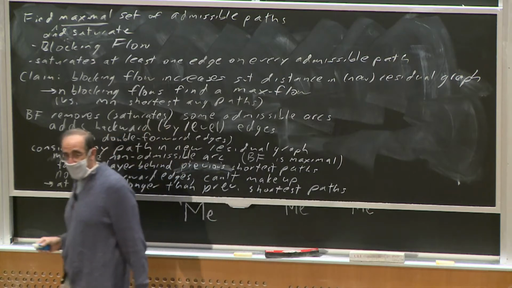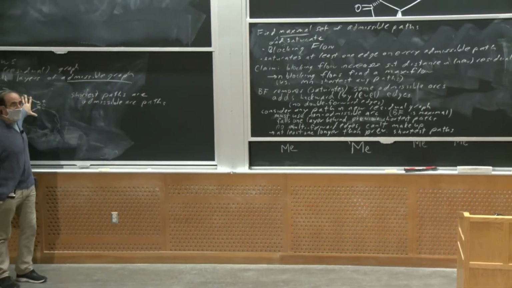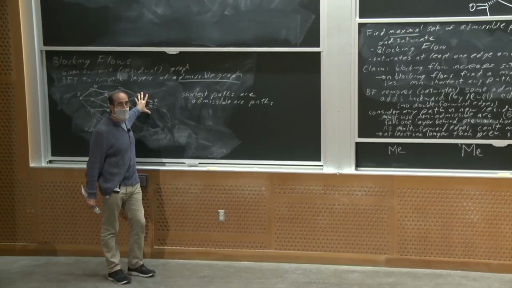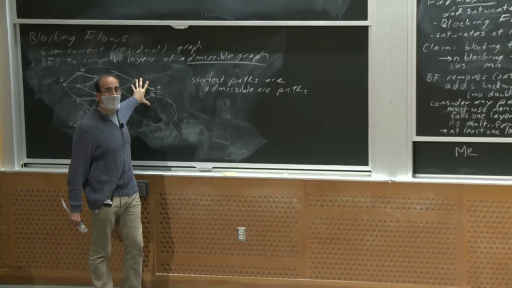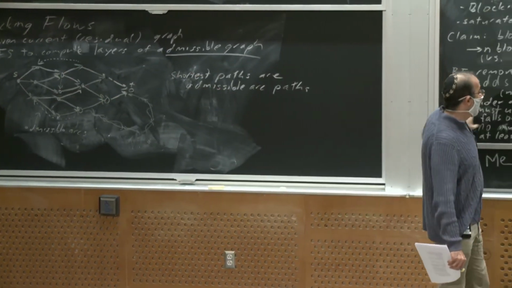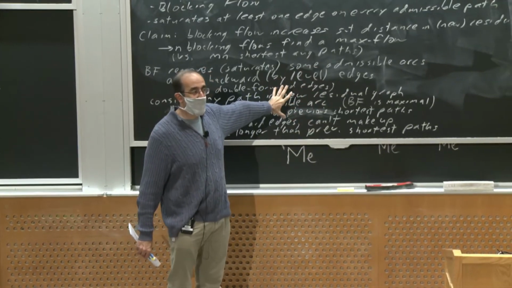So every path is at least one longer, which means that the distance is at least one more. Yes? When you say you must use a non-admissible arc, by that you mean it was not admissible and now it's admissible? Correct. So all of my discussion here has been in terms of this layered graph. And these are the admissible arcs that I'm talking about. Okay, this is a good and important point. The proof is with respect to this layered graph. And based on that proof, I can conclude that the distance from S to T has grown.